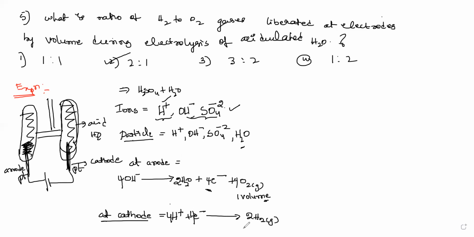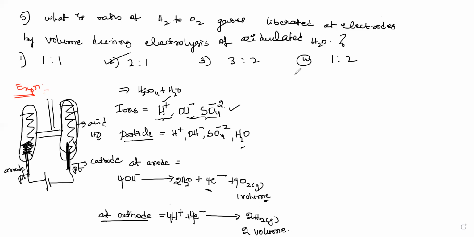How many volumes of H2 gas are liberated here? 2 volumes of H2 gas are liberated. That's why this is the answer for the ratio of H2 to O2 gas liberated at the electrodes by volume during the electrolysis of acidulated water. That's why 2:1 means 2 volumes of H2 gas and 1 volume of O2 gas are liberated in the electrolysis process.